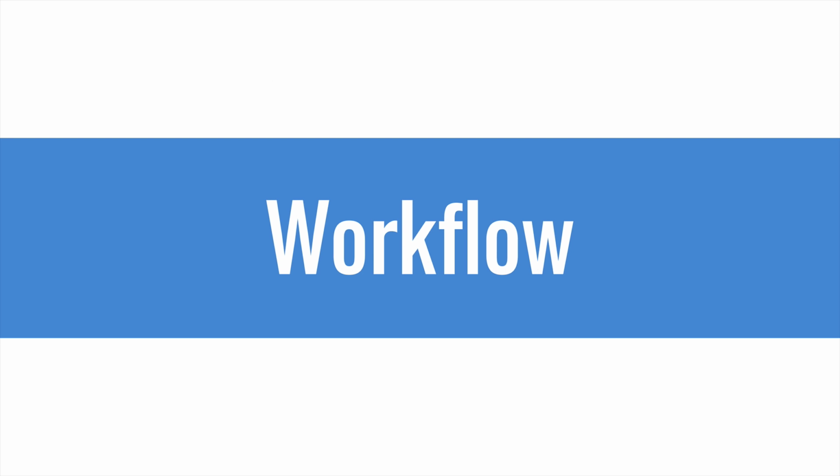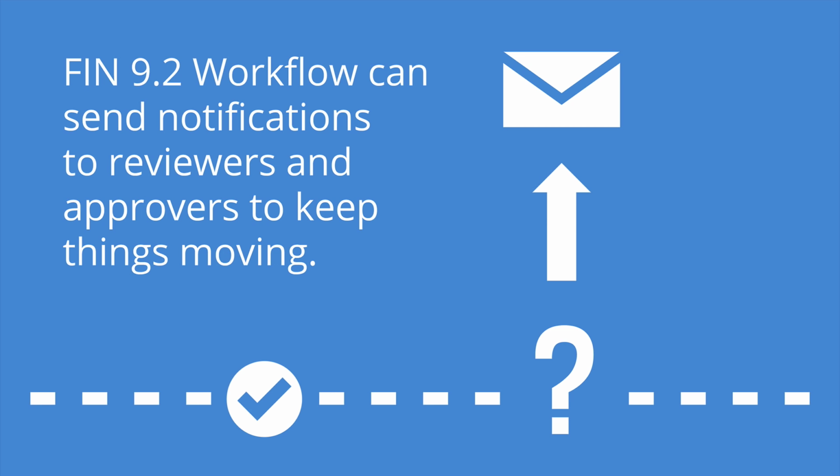In Fin 9.2, transactions needing approval will be routed through the system using an automated process. This is called workflow. So when you submit a transaction for approval, a system-generated email will be sent to your approver. Let me let that sink in for a minute. You will no longer have to send a separate email, instant message, or text to your approver to let them know something's waiting for them. The system's going to generate an email to your approver, and the transaction then will appear on your approver's work list.